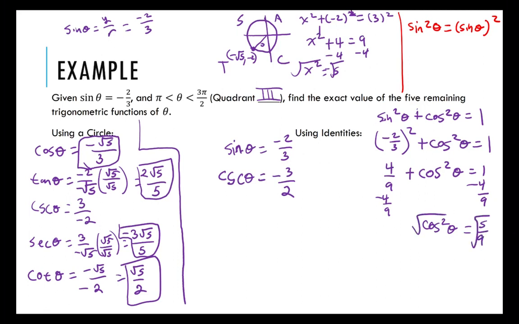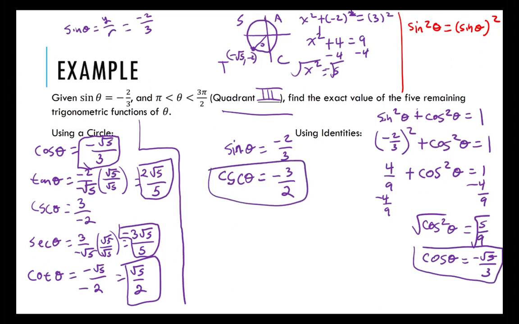Well, of course, we have to have the analysis discussion. The square root of cosine squared could be positive or negative. But we know we are in the third quadrant. And since we're in the third quadrant, I know that means I have to take the negative version. So cosine of theta is then equal to negative root 5 over, square root of 9 is 3. And so now I've got cosine of theta.